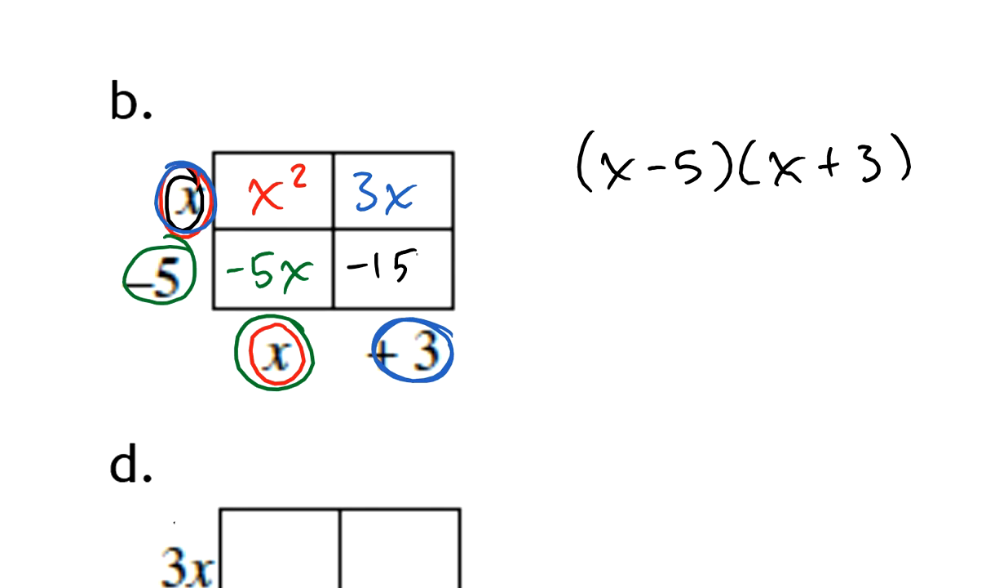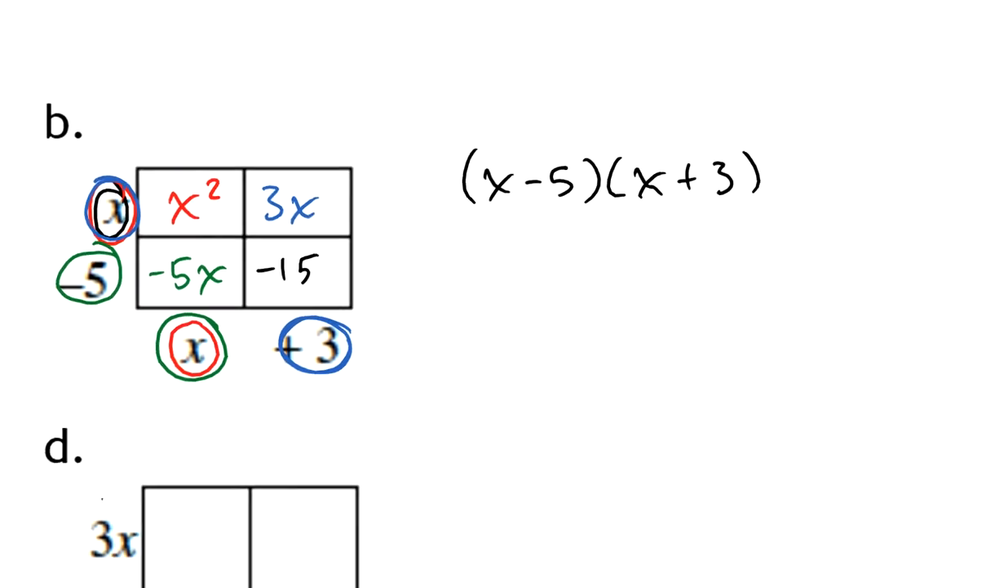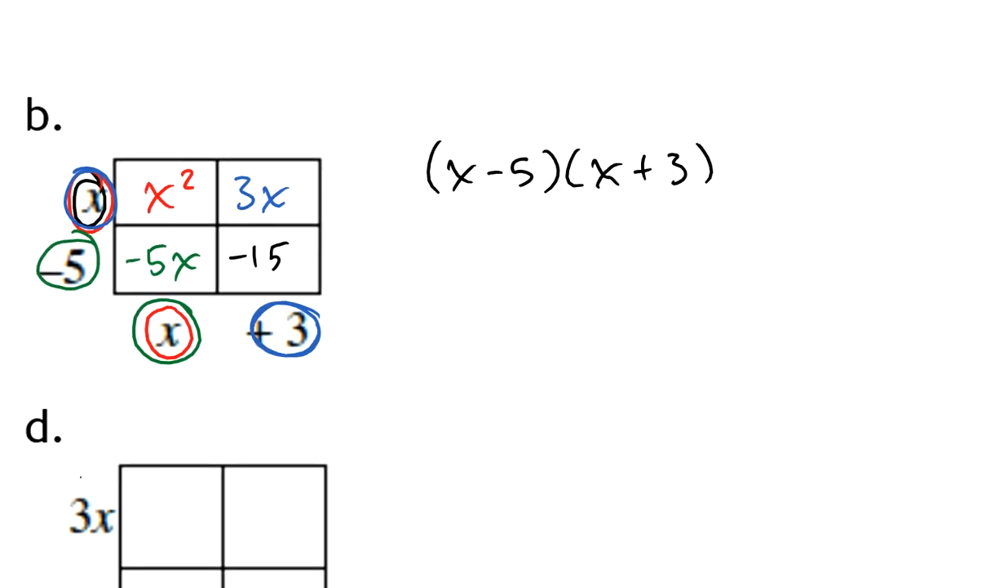Now, when you look at this, two of the terms in the four boxes are identical, right? They're both x terms. I've got negative 5x and positive 3x. Those two can be combined. The other ones are all different. They're not like terms, so we'll write them separately. So my answer would look like x squared, then minus 2x, and then finally negative 15.